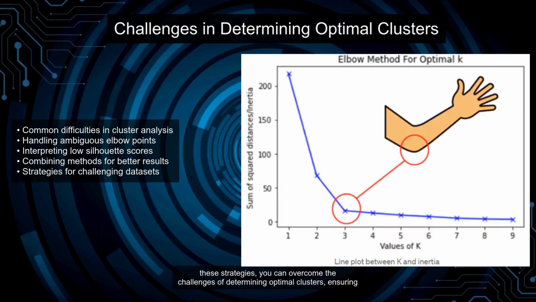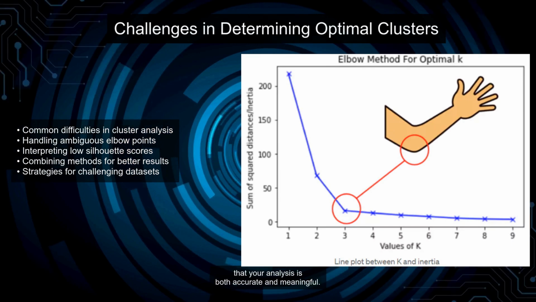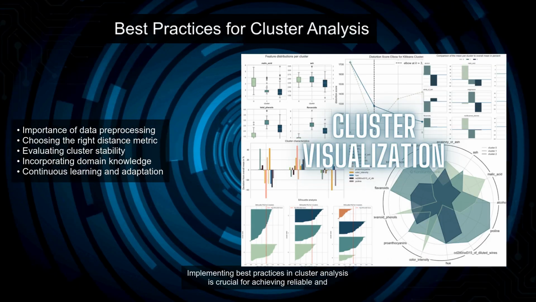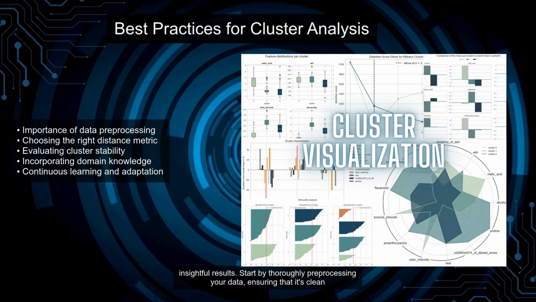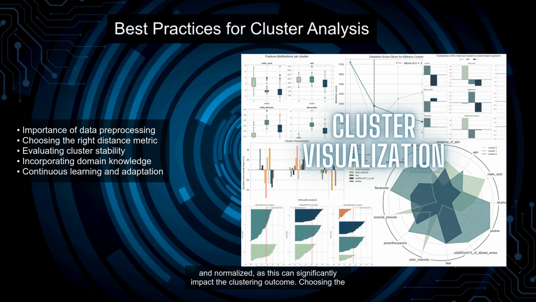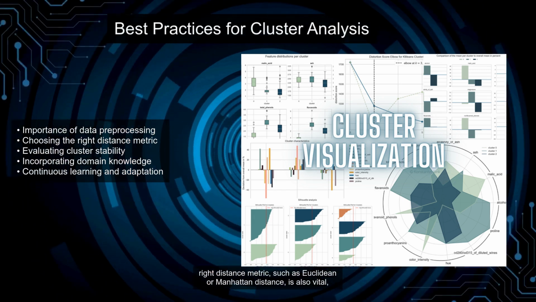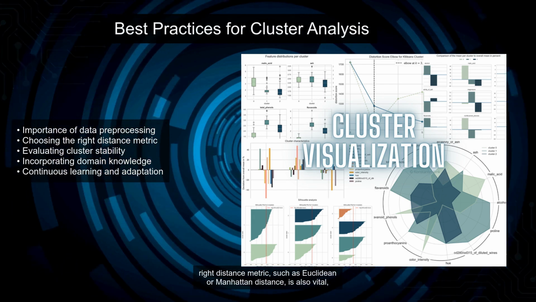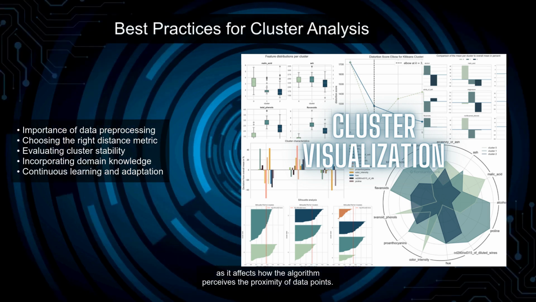By combining these strategies, you can overcome the challenges of determining optimal clusters, ensuring that your analysis is both accurate and meaningful. Implementing best practices in cluster analysis is crucial for achieving reliable and insightful results. Start by thoroughly pre-processing your data, ensuring that it's clean and normalized, as this can significantly impact the clustering outcome. Choosing the right distance metric, such as Euclidean or Manhattan distance, is also vital, as it affects how the algorithm perceives the proximity of data points.